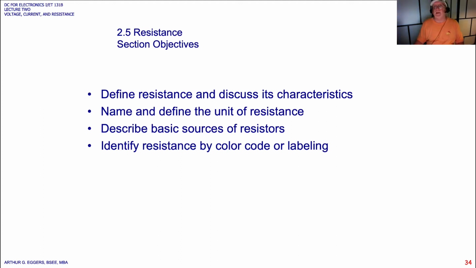Okay, welcome back. Now we're going to look at what is the relationship between current and voltage, and how does it give us this third relationship of resistance. So we're going to define resistance and discuss its characteristics. We're going to name and define the unit of resistance and describe the basic sources of resistors. So we're going to look at some physical identifications and properties for resistors. And then we're going to look at something called the resistor color code.